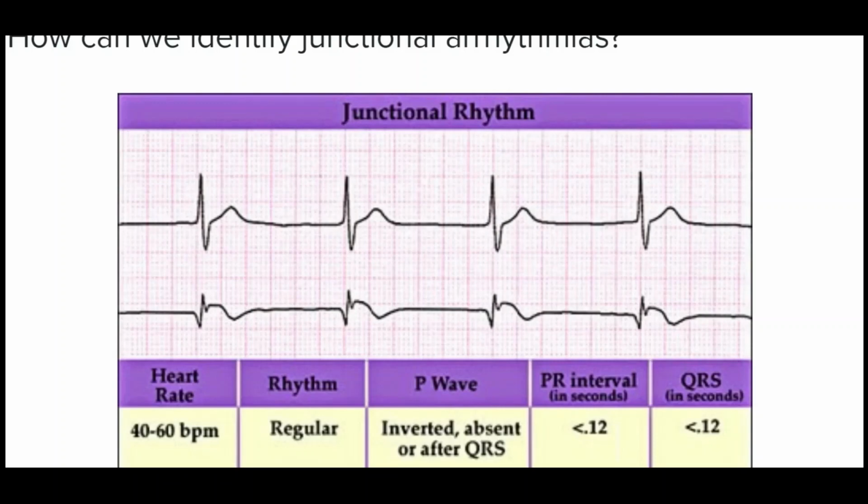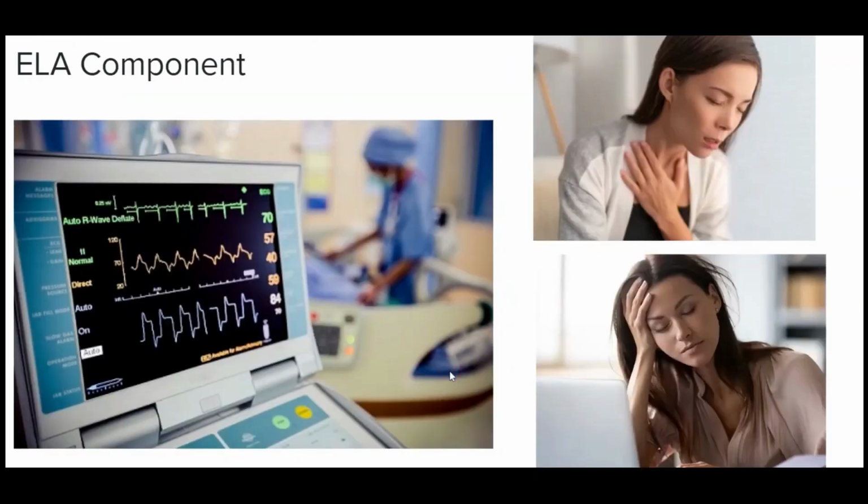The sinoatrial node fails to fire when you have a junctional arrhythmia. Instead, the atrioventricular node takes over as the second pacemaker to fire electrical signals. It is a benign arrhythmia. If no symptoms or disease are shown, treatment is unnecessary. For the ELA component, we discussed the background and physiology of junctional arrhythmias and their effect on health.